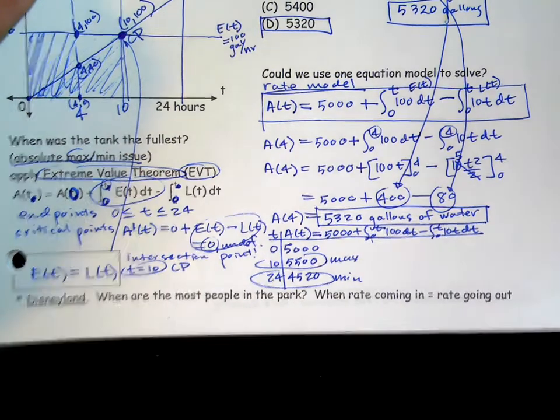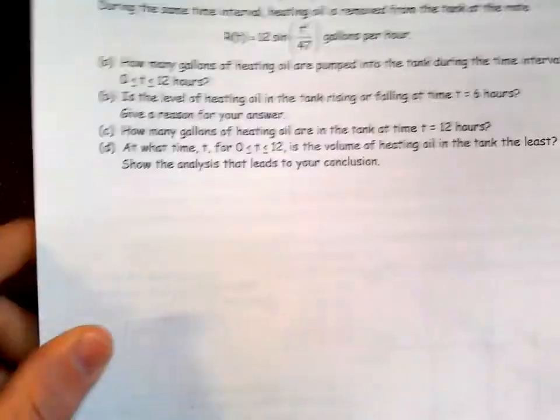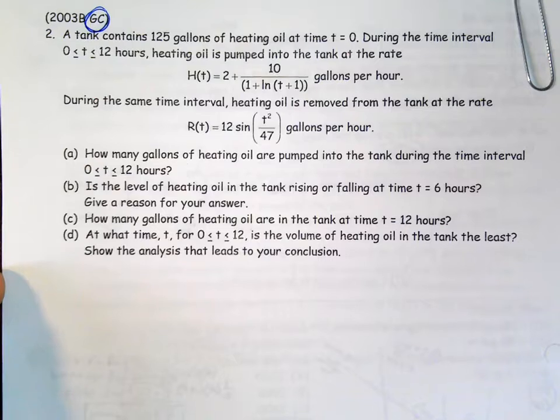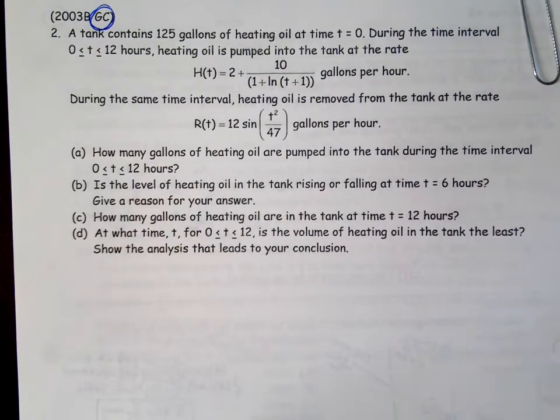Okay. On the back, we're going to go ahead and just try a free response problem. It's pretty old, 2003. It's a graphing calculator problem. So whenever I put GC, that means graphing calculator. So we're going to have our graphing calculators ready.